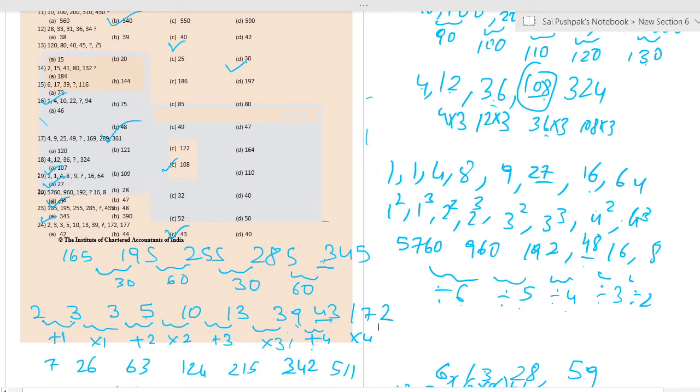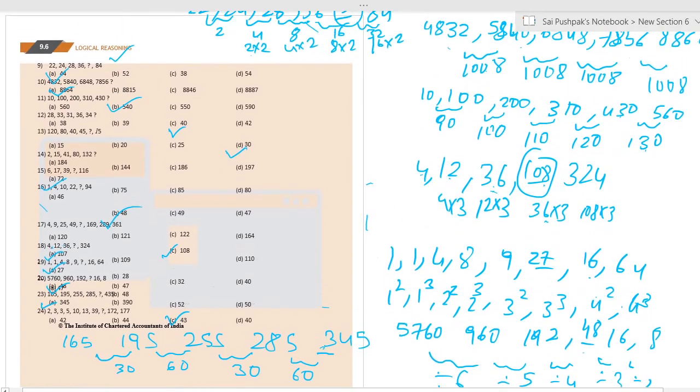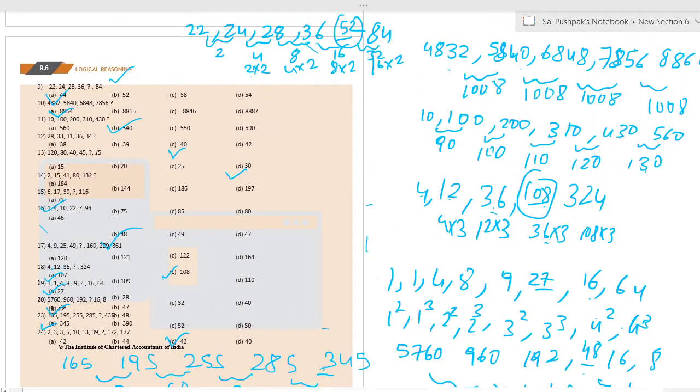So we have completed till the 24th problem. So we have left the 12th question. Yeah, the 12th question. We'll solve from the 12th question. 12 to 17 we need to solve now.